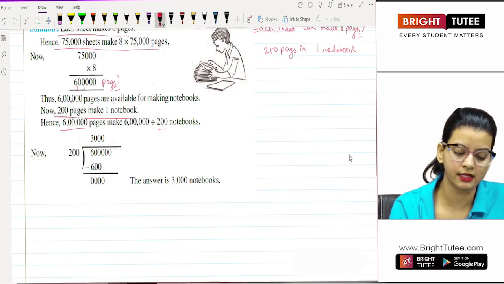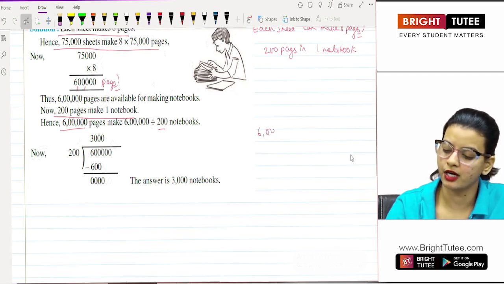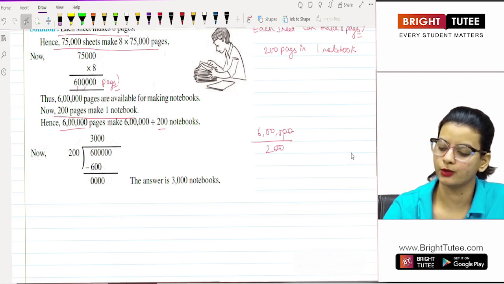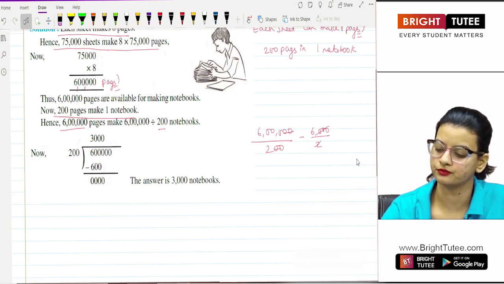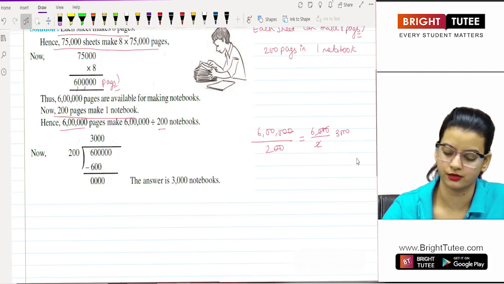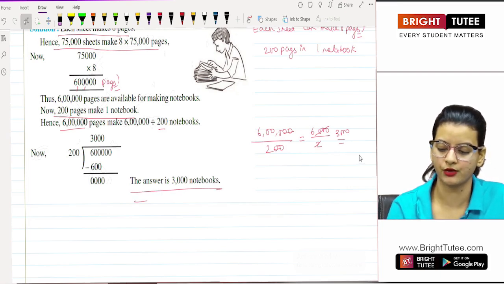So, we are dividing 6 lakh by 200. We can easily divide this. We can cut the zeros. Okay, so we have got 6,000 divided by 2. This is 3,000. So, we can make 3,000 notebooks.